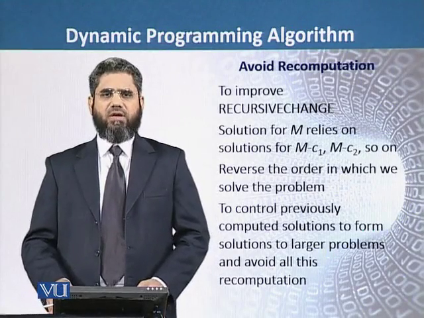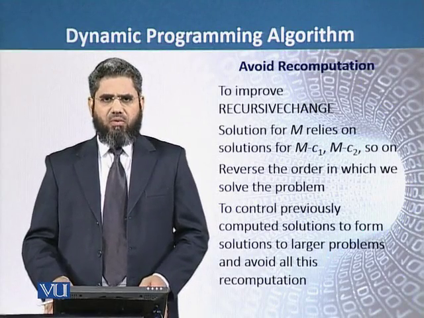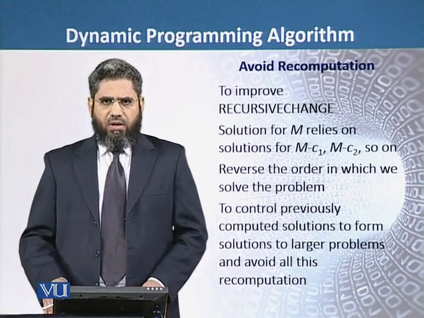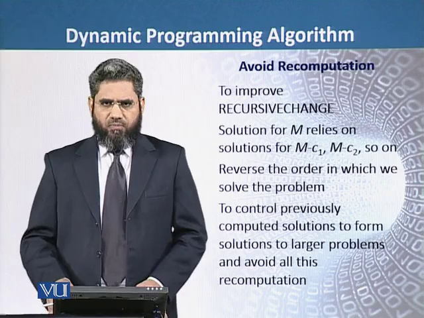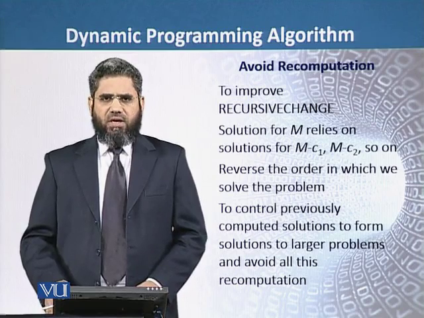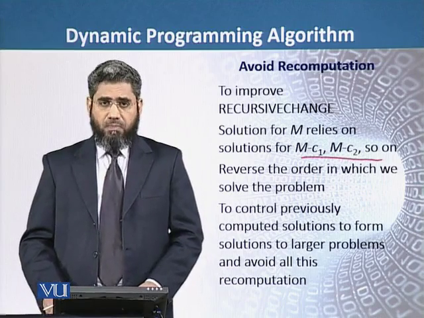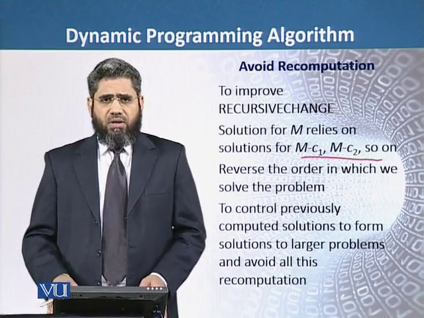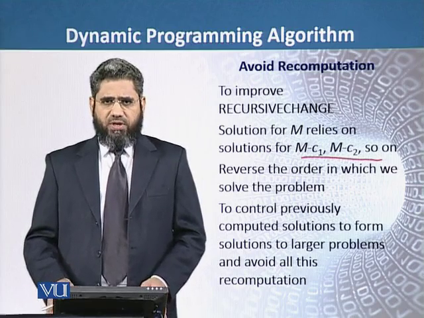In order to improve the recursive change algorithm, we can use the same strategy that we used for improving the Fibonacci problem. We rely on the fact that we can calculate the minimum number of coins for m by calculating m minus c1, m minus c2, and so on. We can also reverse this order and reverse the computing to find the minimum number of coins, and it will take less time and less work.